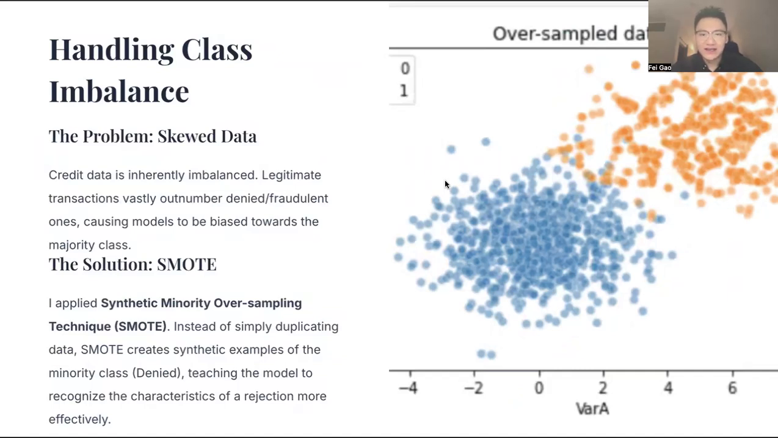Balancing. Credit data is often imbalanced, so I utilized SMOTE to create synthetic samples of the minority class, ensuring the model doesn't just predict denied for everyone.